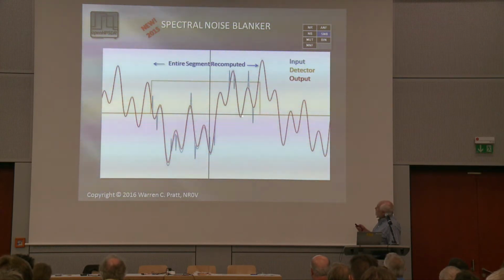However, in this center segment, there are a number of small impulses. What happened here is that the detector portion of the algorithm decided that this entire region was corrupt and should be replaced. So what the algorithm then did, it completely threw away the blue input in here. It set it to 0, and it recomputed this red output.